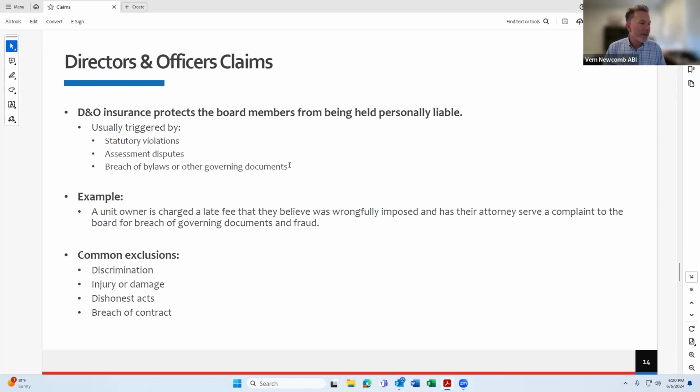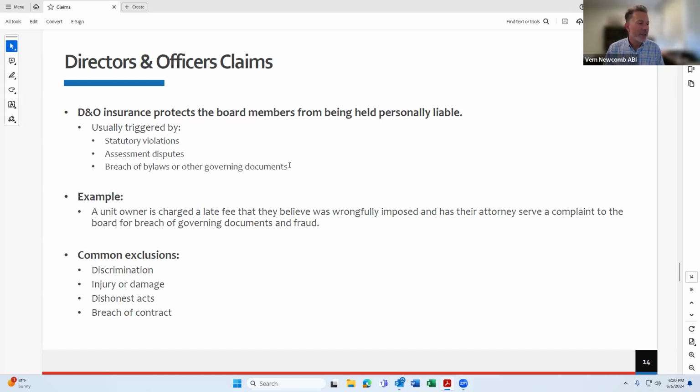Here's an example. A unit owner is charged a late fee that they believe was wrongly imposed and has their attorneys serve a complaint to the board for breach of governing documents and fraud. So that's an example of D&O claims that we see.